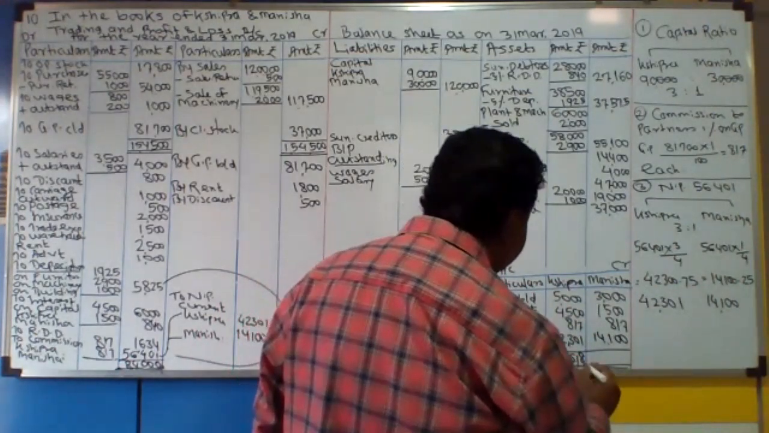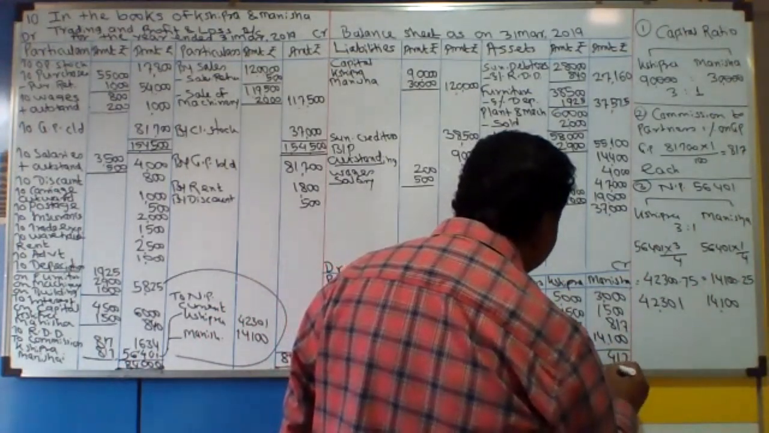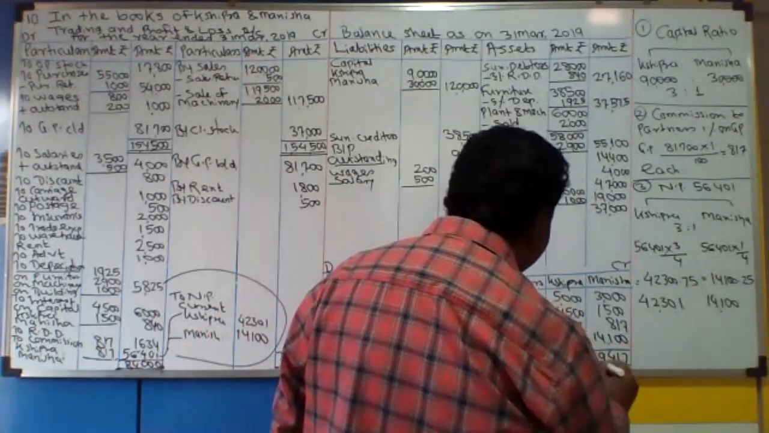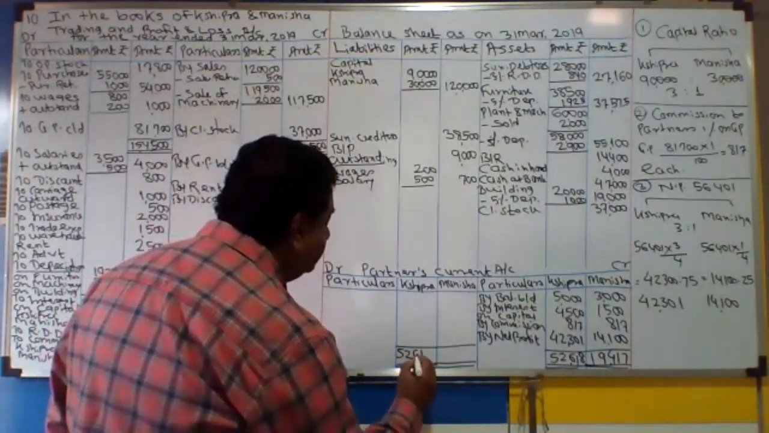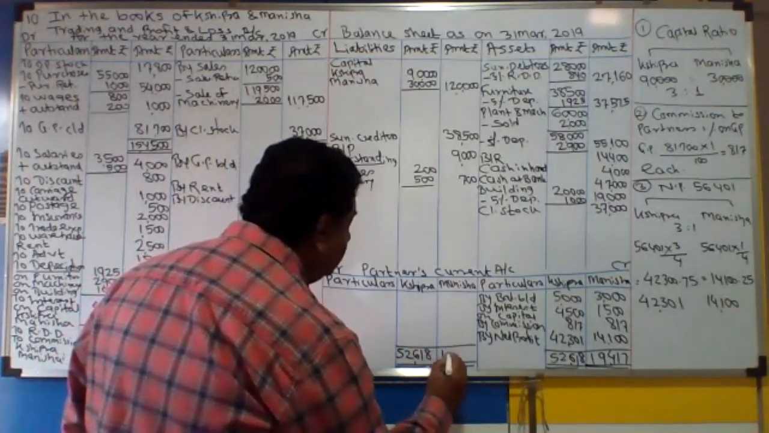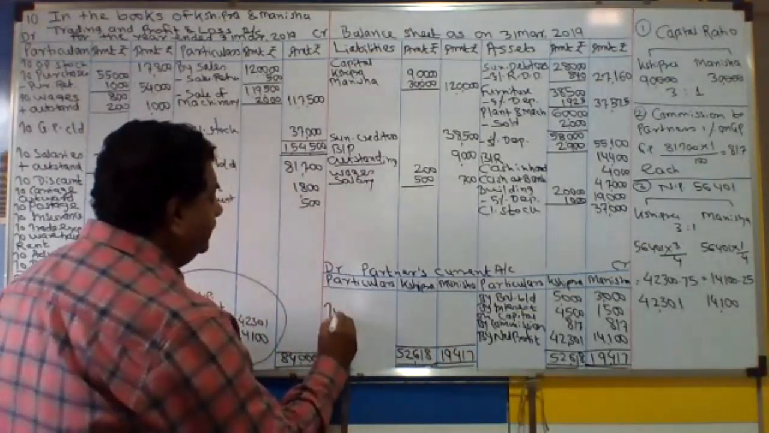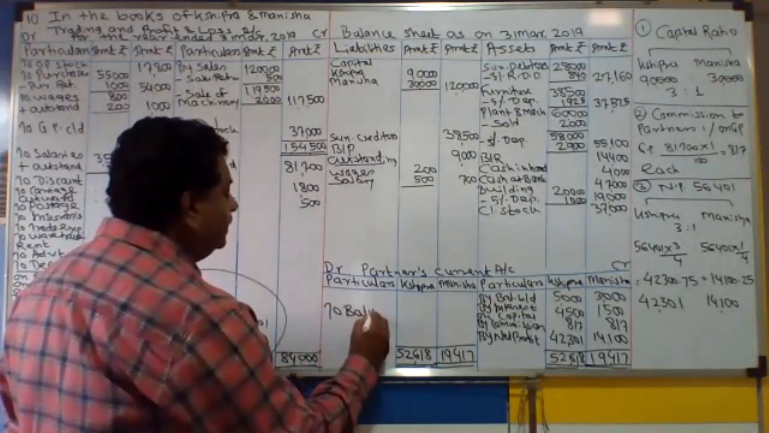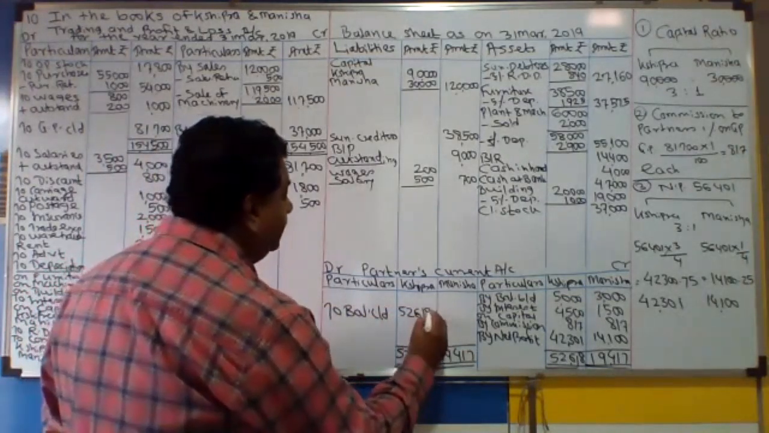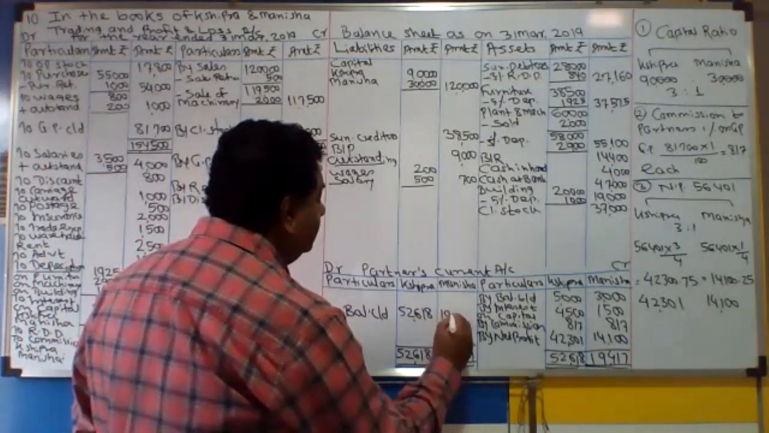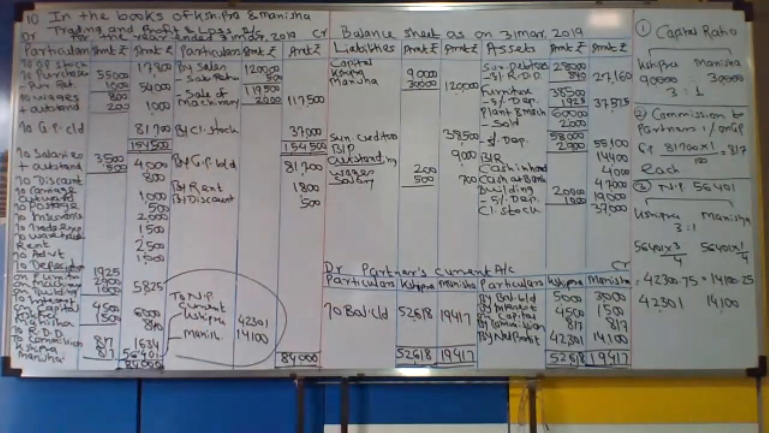So it is 52,618, 19,417. 52,618, 19,417. And right here as to balance carried down. Nothing to the debit side to subtract. There is nothing to subtract from the debit. Then write the amount as it is.